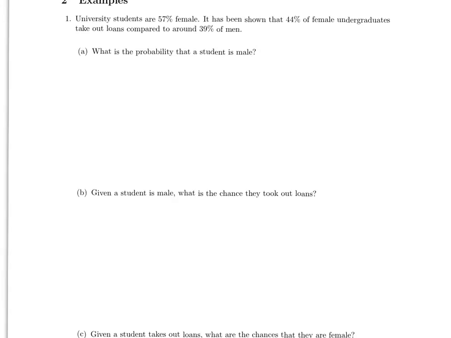And we can see from above that if I want the probability a student is male, well, I know 57% are female, right? So I'll just take 1 minus the probability someone's female. And that'll be 1 minus 0.57 or 0.43. 43% of university students look like they're male.